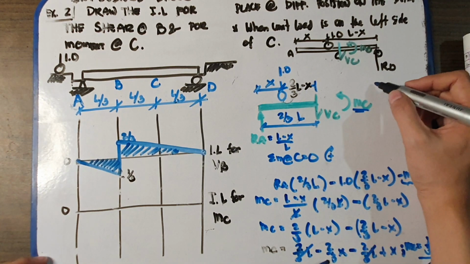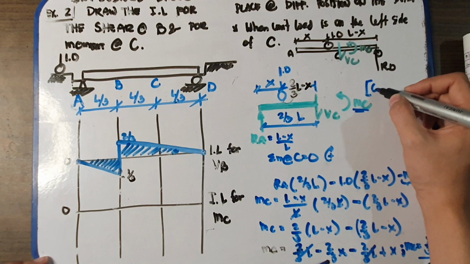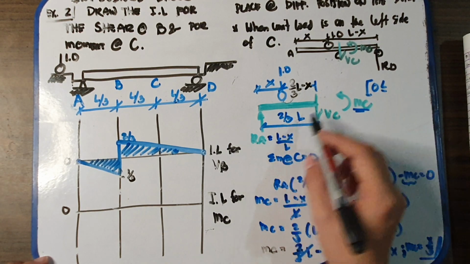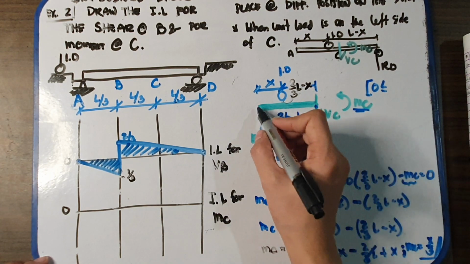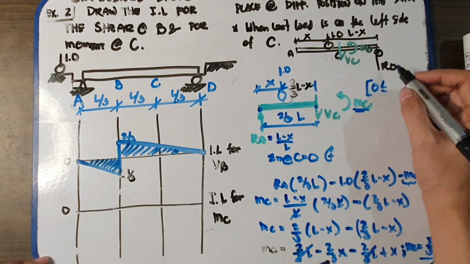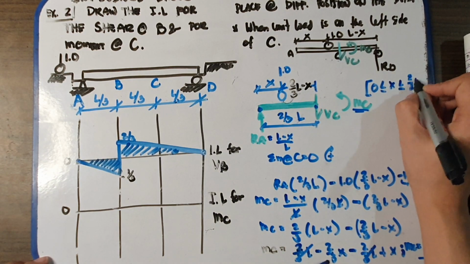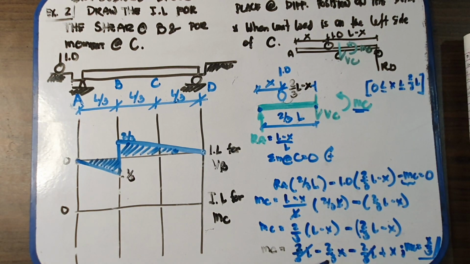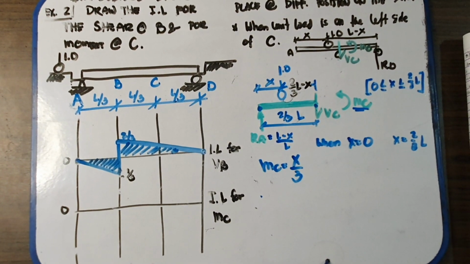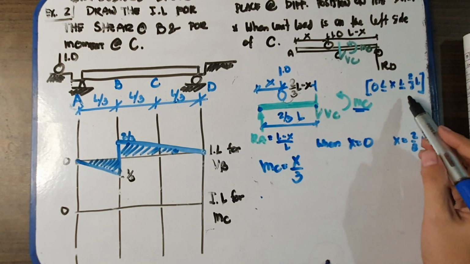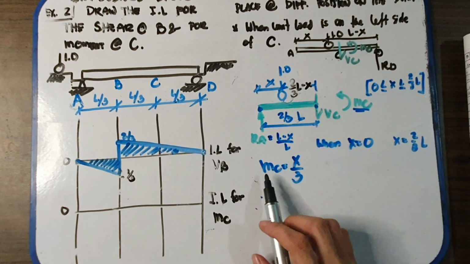Ano ulit yung limit? Yung limit natin from 0 to 2/3 L kasi nandun yung point ng C natin from this point up to this point. So, that is our 2/3 L limits. Okay. Yan yung limit. 0 to 2/3.